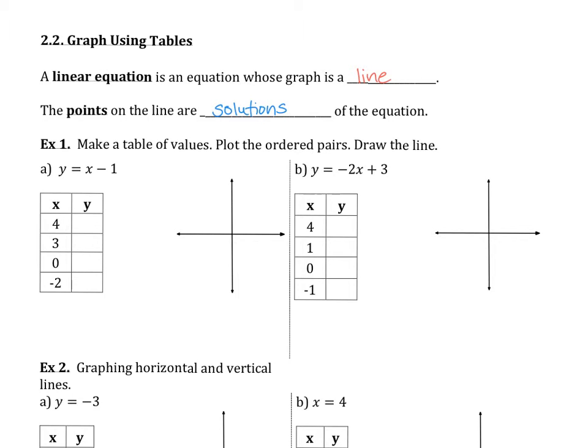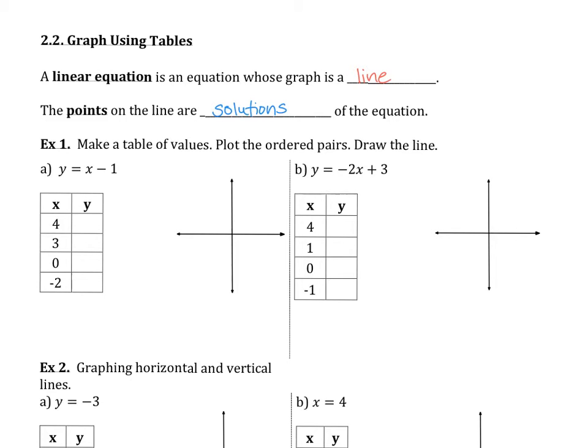So for the first example, we're going to make a table of values, plot the ordered pairs, and then draw the line. I know some of you have graph paper and some of you don't, so I'm going to try to sketch it based on my axes. A table of values is also called a table of solutions because we're putting solutions into it.